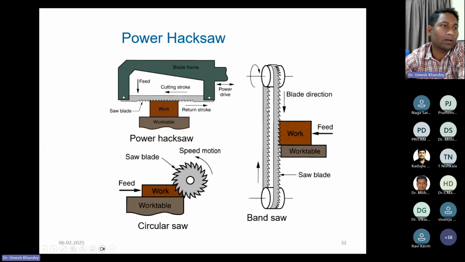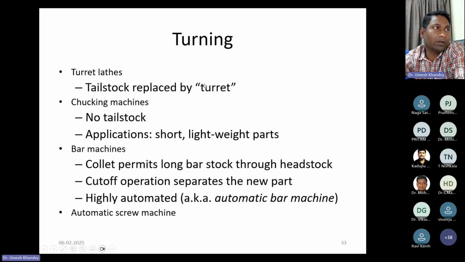These are the sawing for cutting of the materials. So turning involves turret lathes, chucking machines, bar machines, automated screw machines. So in all these, you may have slight deviations. In one case, you may have no tailstock. In one case, you have the turret where you are holding multiple tools. So whenever required, you can engage a definite tool for certain operations, which can be performed only with the help of that definite tool.